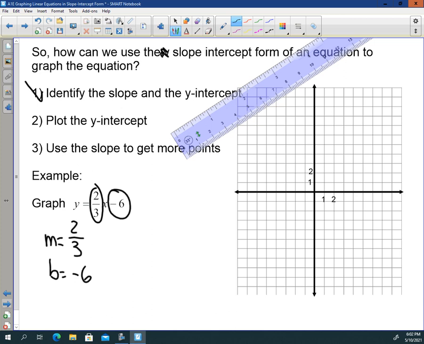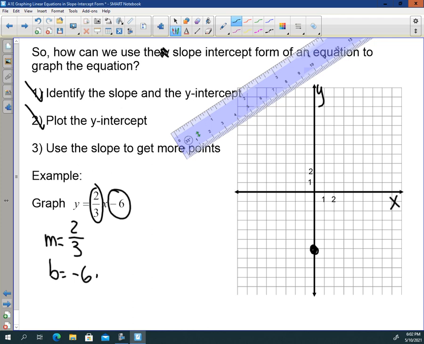So I'm going to count down the y-axis. Remember, this is x and this is y, and we go down 1, 2, 3, 4, 5, 6, and we know that our line is going to cross the y-axis right there. And so we plotted the y-intercept.